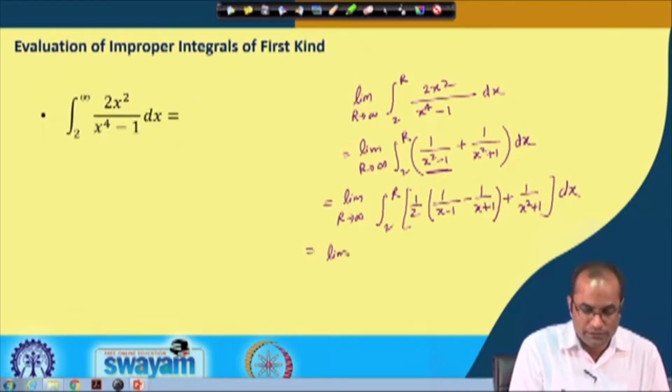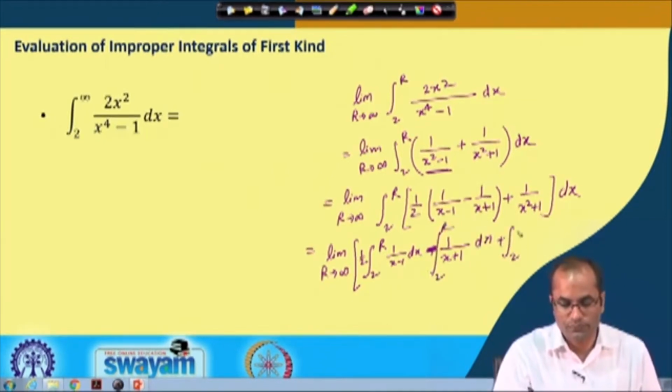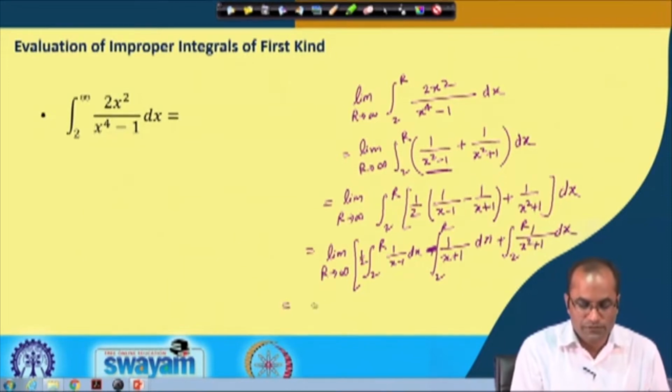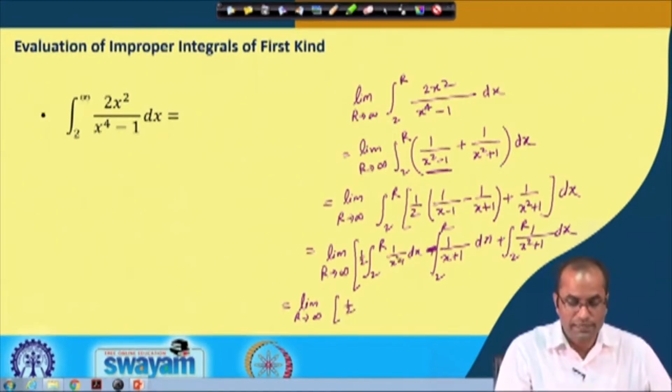So, here we have the limit r to infinity and the integral from 2 to r. So, we have 3 integrals now. One is 1 by 2 times the integral of 1 over x minus 1 dx, then minus the integral of 1 over x plus 1 dx, from 2 to r again, and then we have the integral from 2 to r of 1 over x² plus 1 dx. So, the first one, let it be the limit as r tends to infinity, and we have here this half, ln of x minus 1 and minus ln of x plus 1.